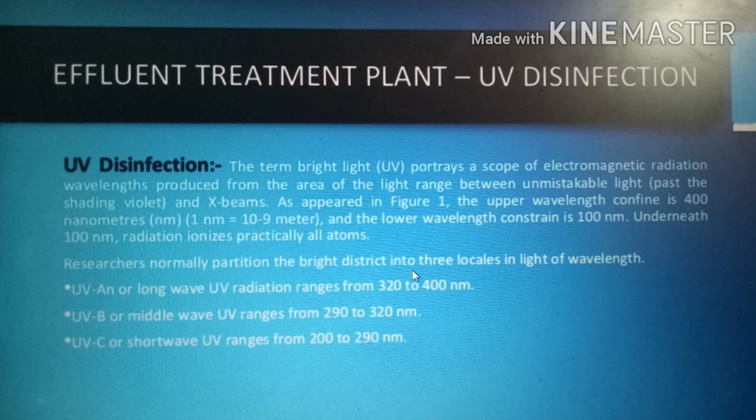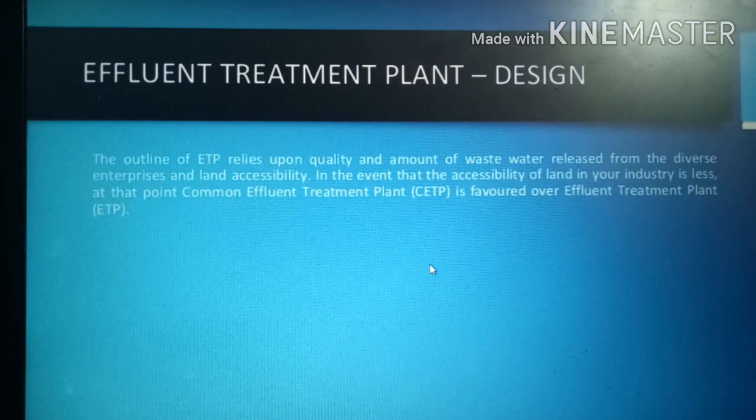Researchers normally divide the ultraviolet spectrum into three regions based on wavelength. UVA, or long wave UV radiation, ranges from 320 to 400 nanometers. UVB, middle wave UV, ranges from 290 to 320. UVC, short wave UV, ranges from 200 to 290 nanometers.